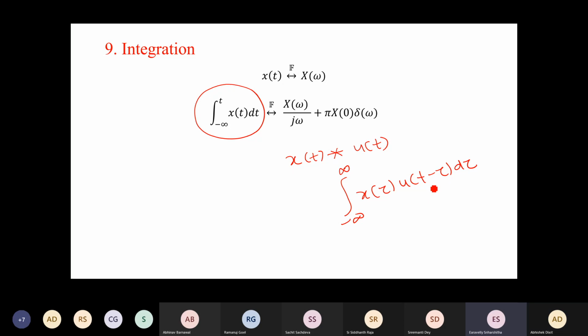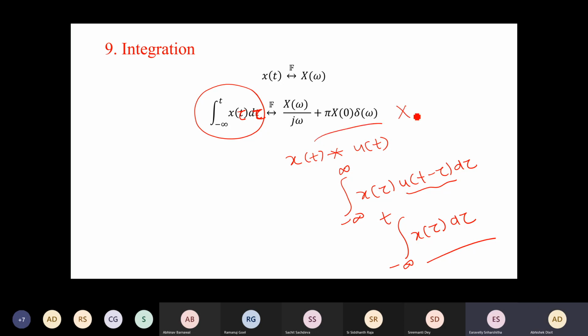And the tau has to be less than t for this to be 1. So tau has to be less than t. So we get this. So this is running integration. I should have been careful with my notation. So this should be the integral of x(τ) dτ. Okay, so you already know this.